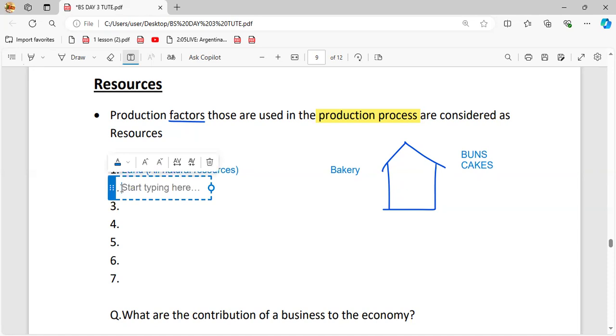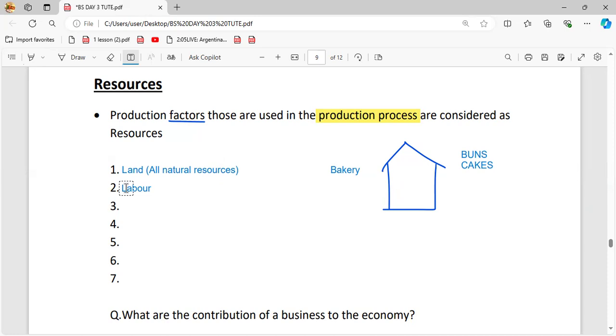Am I clear? Then you all have something called labor. Who is a labor? The person who is making the buns, the person who is making the cakes. There has to be someone who is producing that. The owner can't come and do everything. There has to be a person to produce those items. So that person who is working for a salary, the person who is working for a daily wage, is known as a labor. Did you all understand?